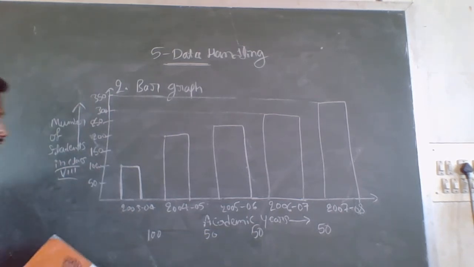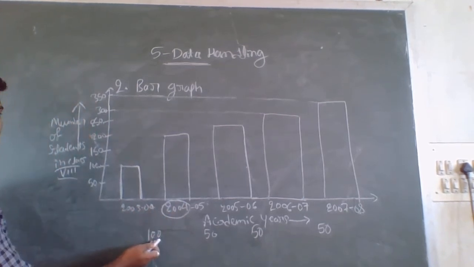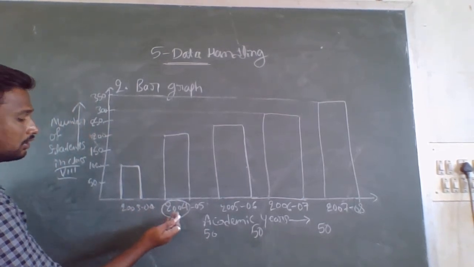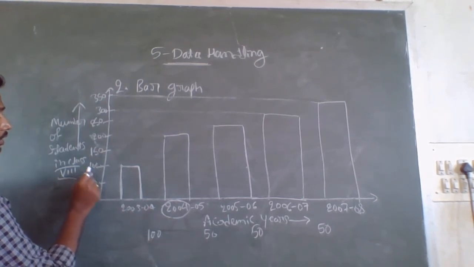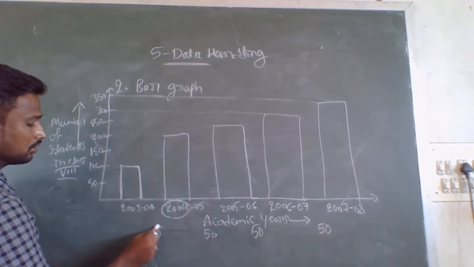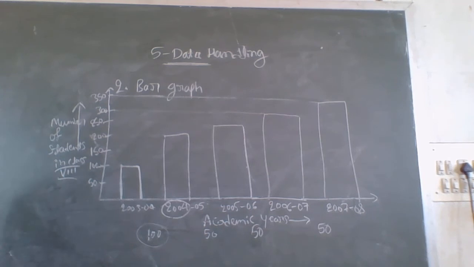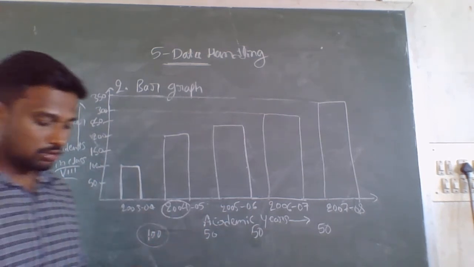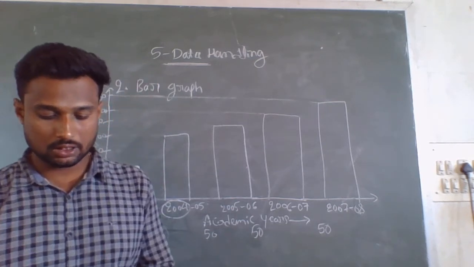In which year? That is 2004, because 100 students increased in 2004, because in 2003 there were only 100 students. Here in 2004, 200 students, means an increase of 100 students there. Therefore, we have to write 2004 is the year of maximum increase in the number of students.